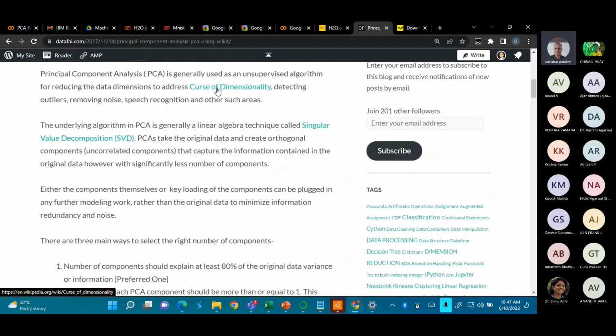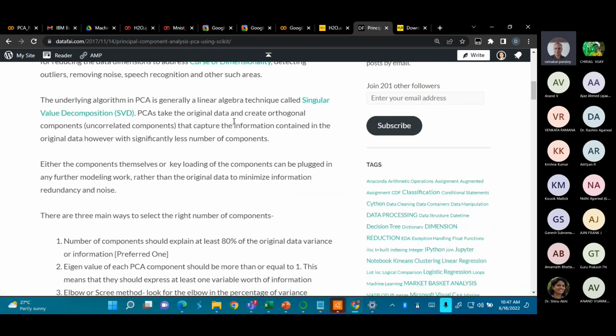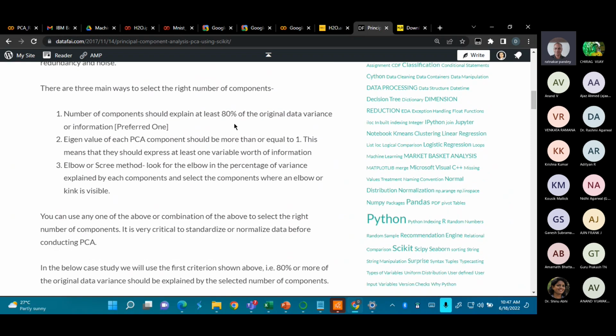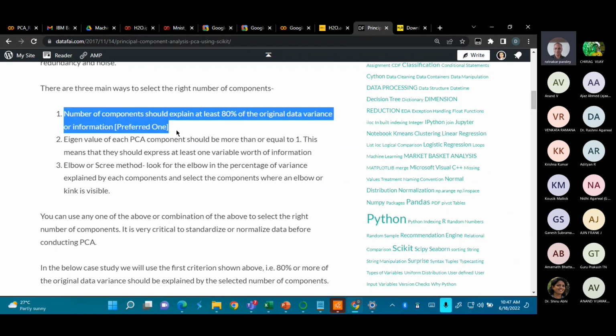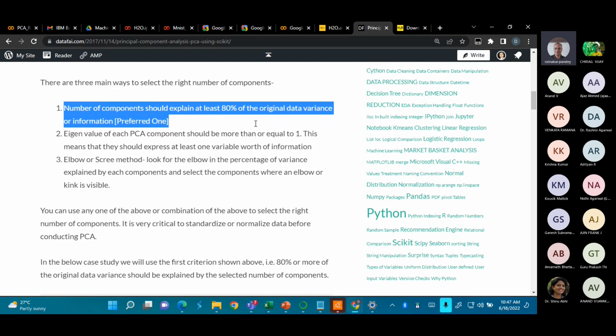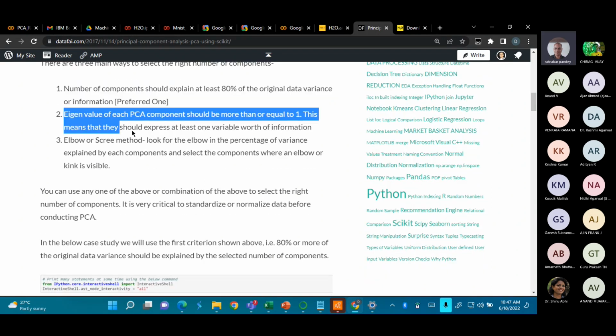So we spoke about the curse of dimensionality. It helps in detecting outliers, removing noise, speech recognition, many different areas. How do we choose the right number of components? Like I said, you should choose a number of components which explain 80% of your original data's variance, or they should have an eigenvalue of 1 or more.